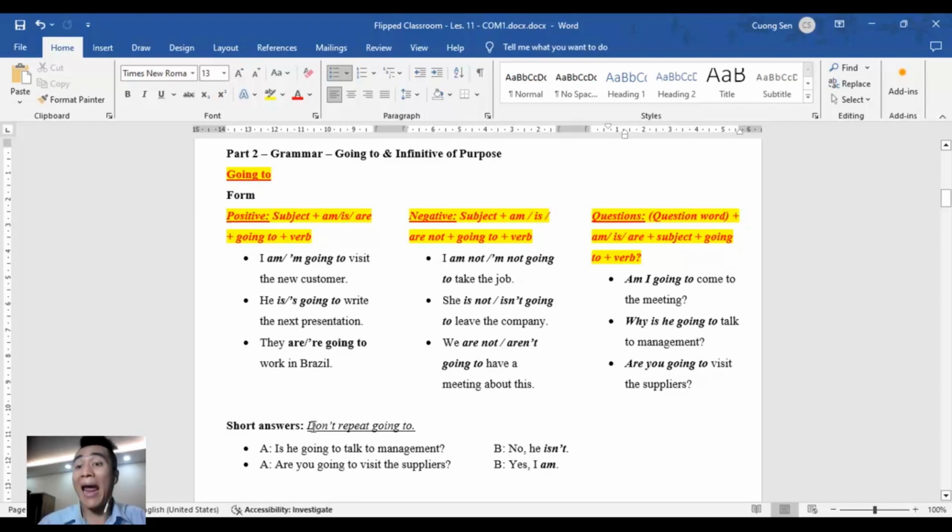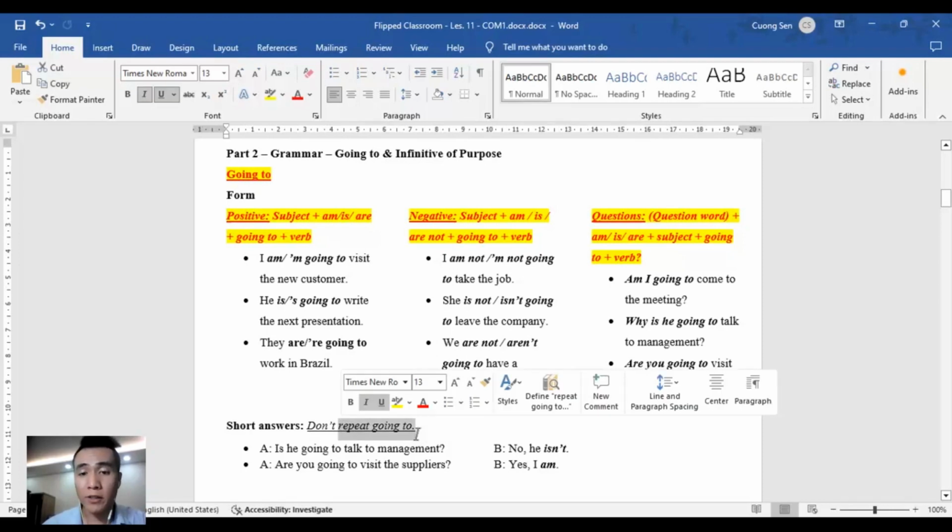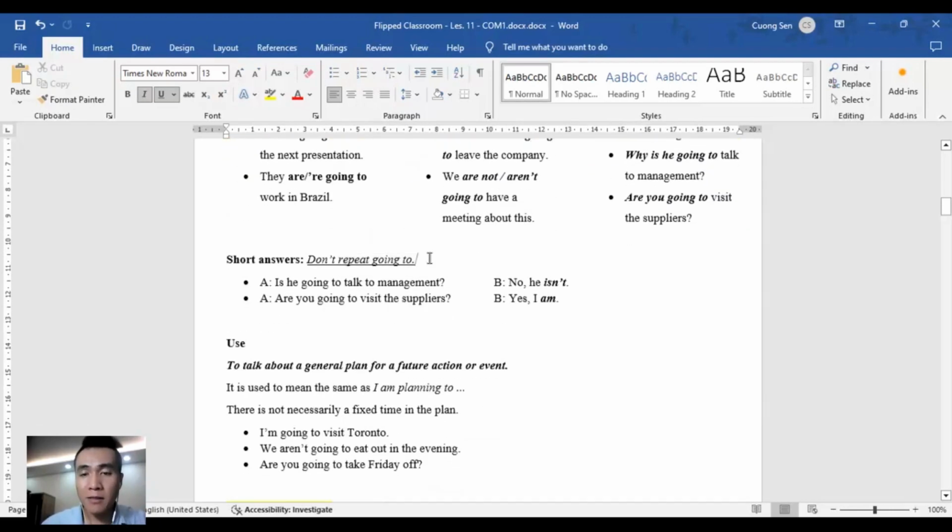Now let's move on to how to answer the questions. There's one thing that you should remember, and that is don't repeat going to. You can answer with the full sentence if you are able to, or you can simply give short answers, like he isn't, he is, yes I am. For example, let's look at the example right here. The first person says, is he going to talk to management? No, he isn't. Are you going to visit the supplier? Yes, I am.